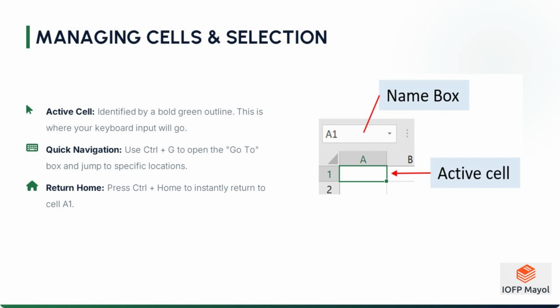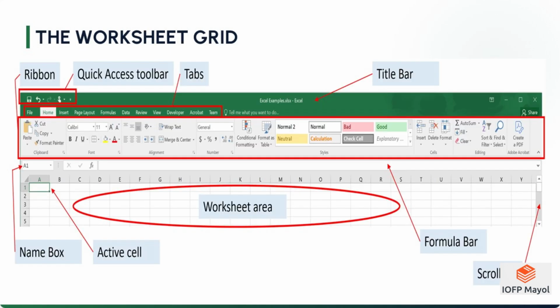Column letters and row numbers. Columns are labeled with letters A, B, C across the top of the worksheet. The rows are labeled with numbers 1, 2, 3 down the left side. Each cell is identified by combining the column letter and row number, for example A1.